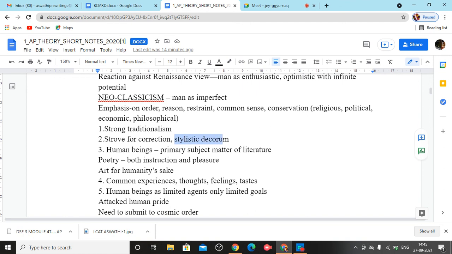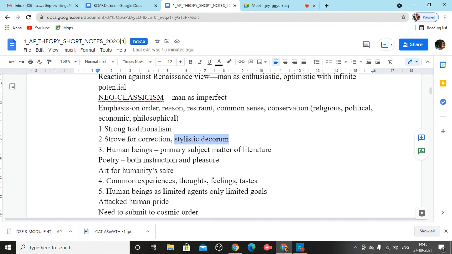Stylistic decorum. So it should not be given in this way. You have a lot of ideas, but you cannot express everything. That may affect the decorum of the community, of the society. So you have to take care of that. That's what you mean by stylistic decorum. Your style should be, in one way or other, made perfect for fitting to the decorum.